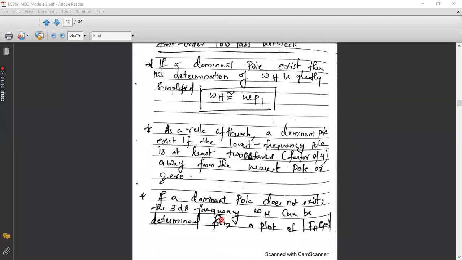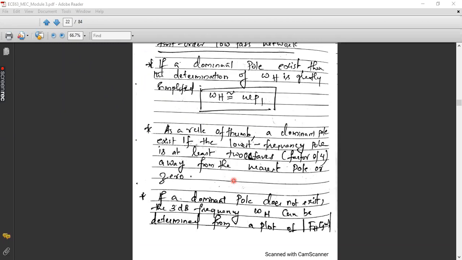Clear? Now, what is the rule for this dominant pole? A dominant pole will exist if and only if the lowest frequency pole is at least 2 octaves away from the nearest pole or zeros. We don't have zeros in our consideration. Why? Because normally in an amplifier high frequency gain function, all the zeros lie at infinity, so the numerator will become 1. So you don't need to bother about that.